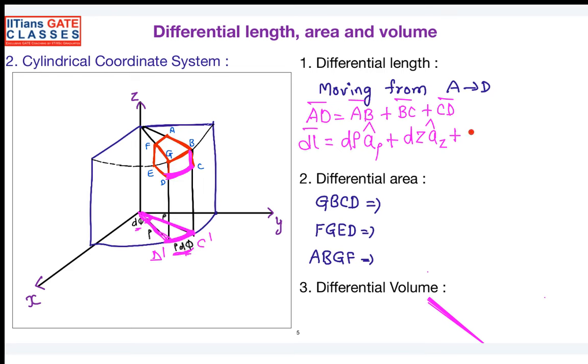So any questions here? You understood what is the distance you covered when you are moving in the phi direction? So why does it come like rho into d phi?